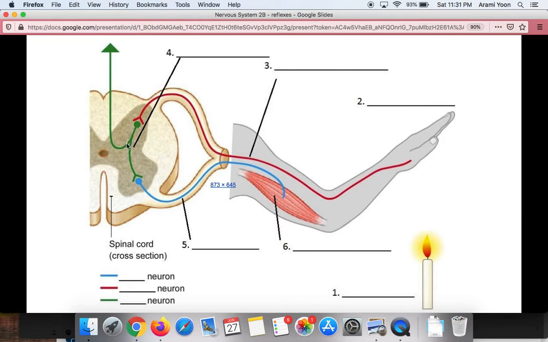You'll also notice, by the way, that right here, this interneuron not only synapses with the motor neuron, but it also sends another branch of its axon up the spinal cord to the brain, so that your brain is notified that all of this has happened. And so you're going to have a reflexive response, and then after the response has occurred, your brain will process that information so that you'll know that your hand touched the flame, it hurt, and you moved your hand away.